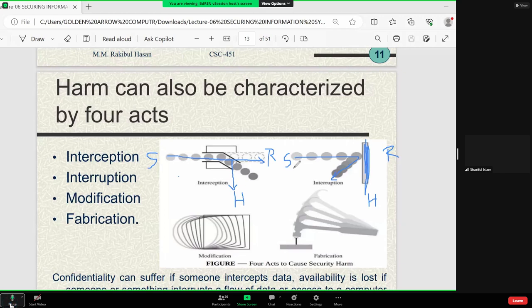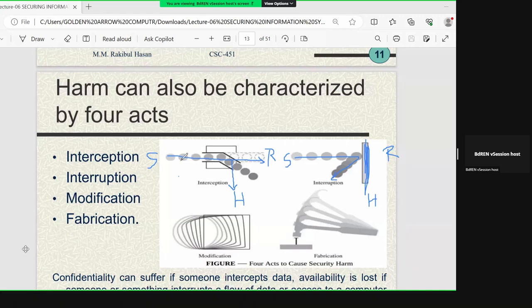Yes, sir. Then what is the difference between interception and interruption? The difference is, in the interception technique, the server and client computer, or sender and receiver, can communicate, but the hacker basically gets the information without their consent. But in the interruption technique, the sender and receiver will not be able to communicate between them because the hacker is creating a block between them.